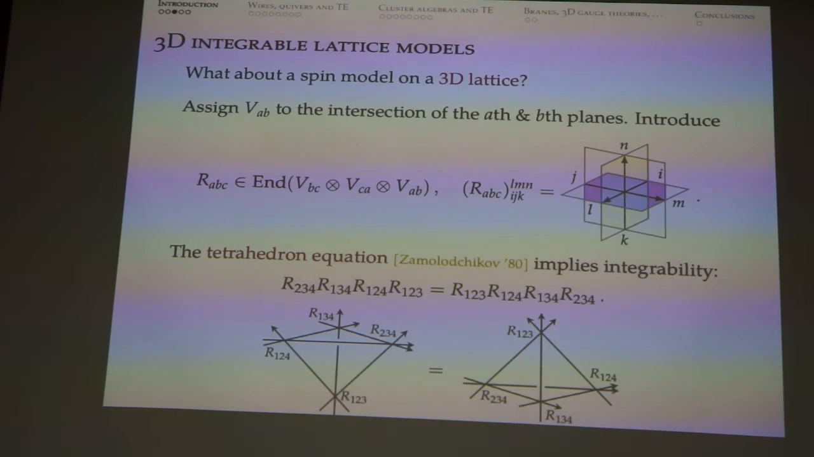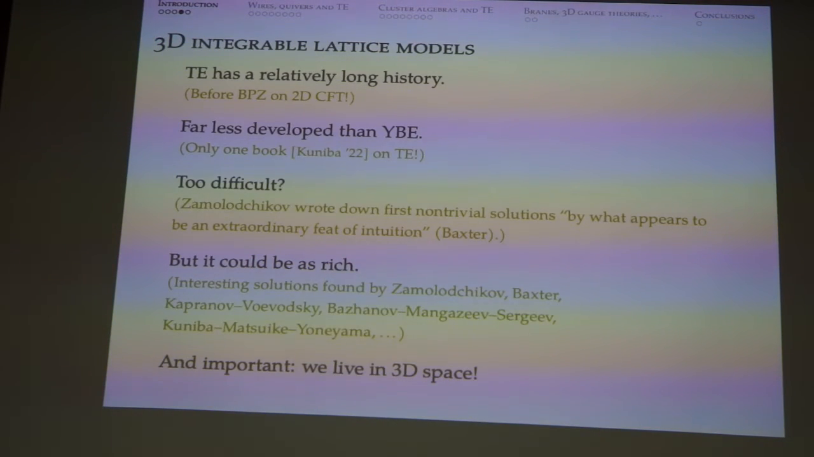Okay, so this is the tetrahedron equation, and you may or may not know this equation, and maybe this is your first time hearing about it. But let me tell you that the tetrahedron equation actually has a relatively long history. As I said, it was introduced in 1980 by Zamolodchikov. And if you think about it, that was before the famous BPZ paper on 2D CFT.